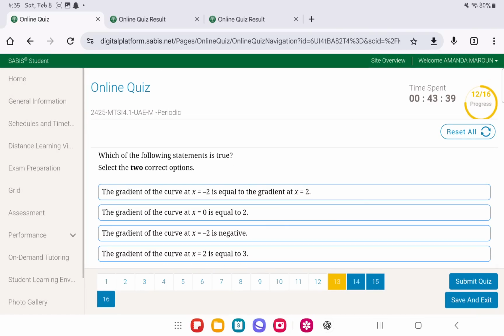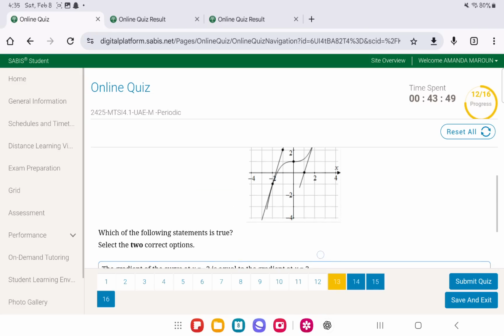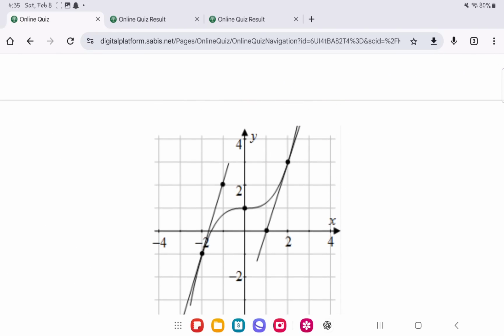So, which of the following statements is true? We have two correct options. Let's look at the graph. The gradient of the curve at x is equal to minus 2 is equal to the gradient of the curve at x is equal to 2. So let us see. Here, we have that x is equal to minus 2. It's doing an intersection with the curve. So as you can see, this is our curve over here. And these two lines have an intersection here at x being minus 2 and an intersection here at x being 2. So they said that the gradient is the same for both.